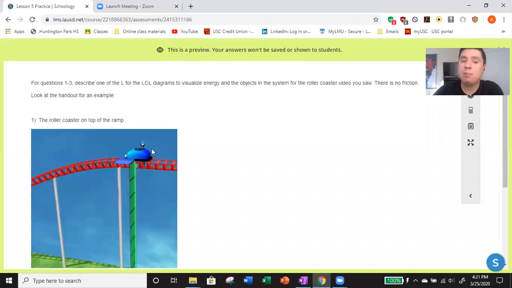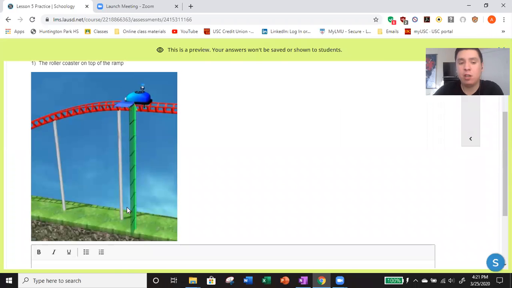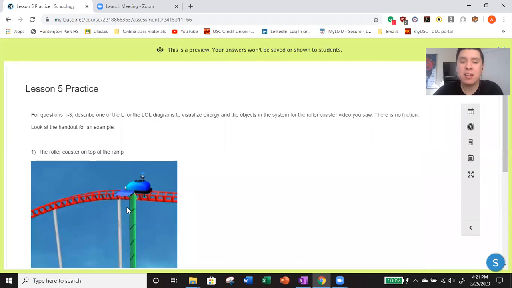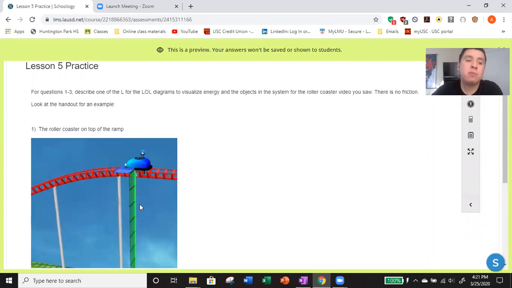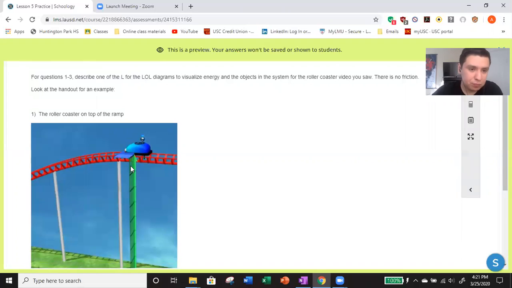For questions 1 to 3, I'm going to provide a scenario. This is from the video of the roller coaster you should have seen, and you just have to explain what the LOL diagram will look like. So basically, what will have the most energy, what will have the least energy, and so forth. Also, we're assuming there's no friction in the roller coaster.